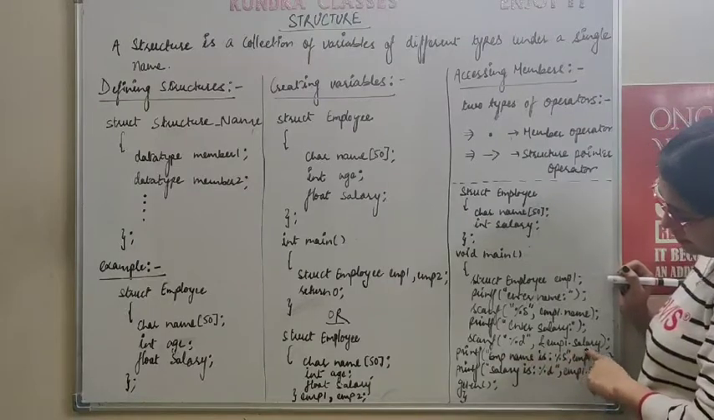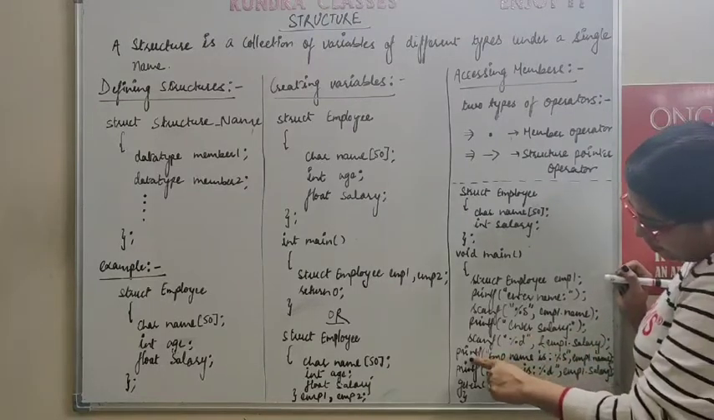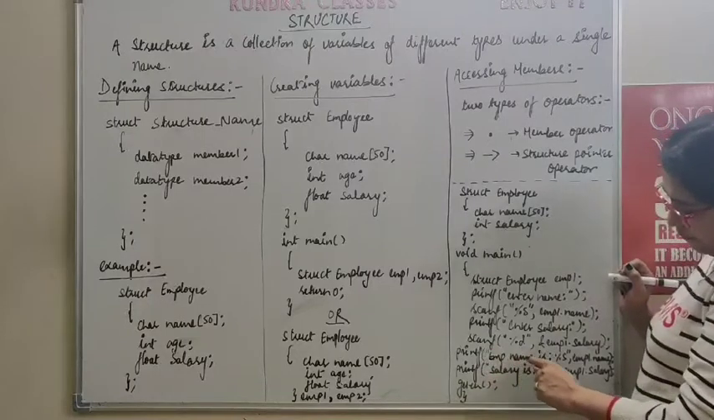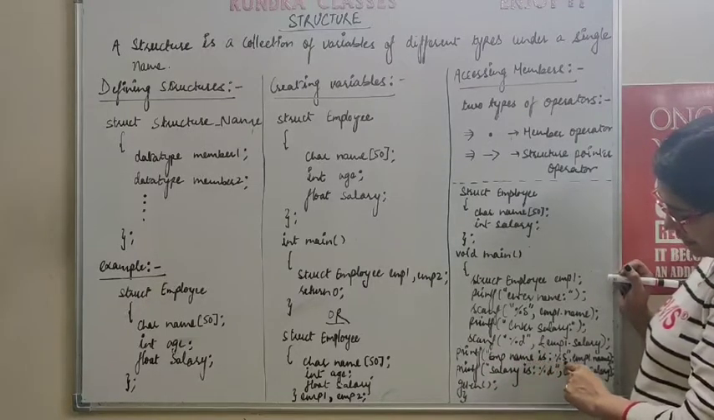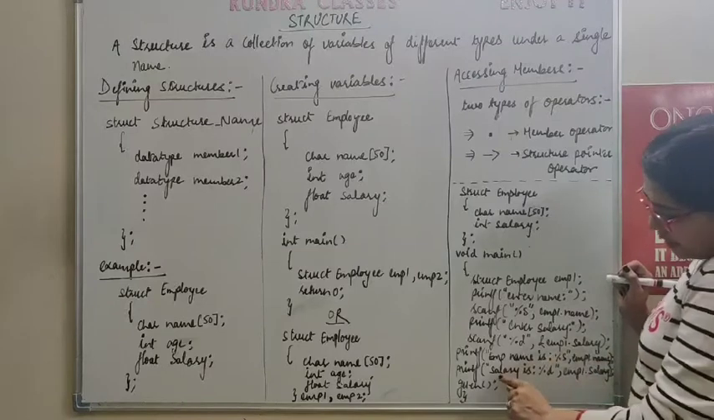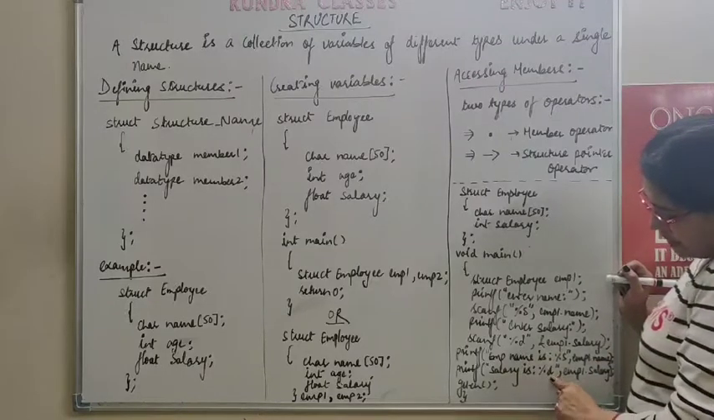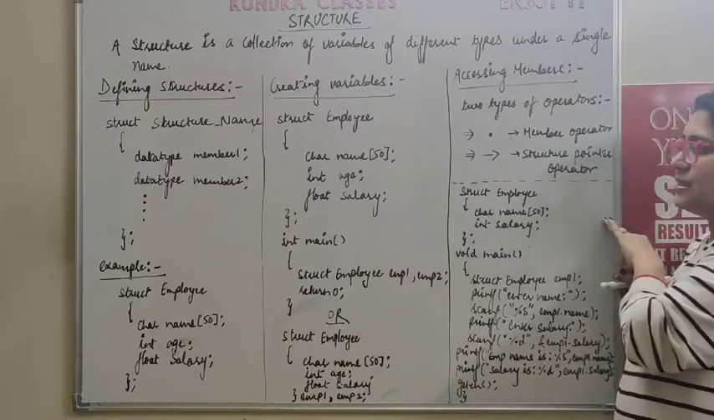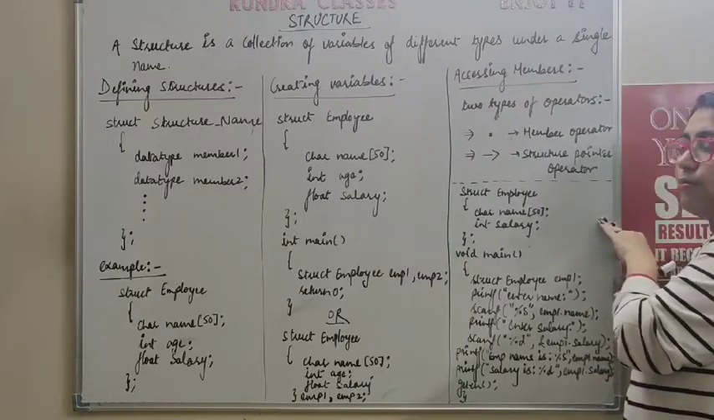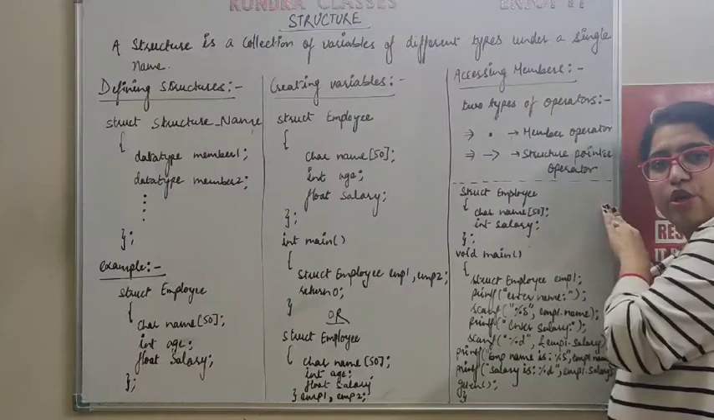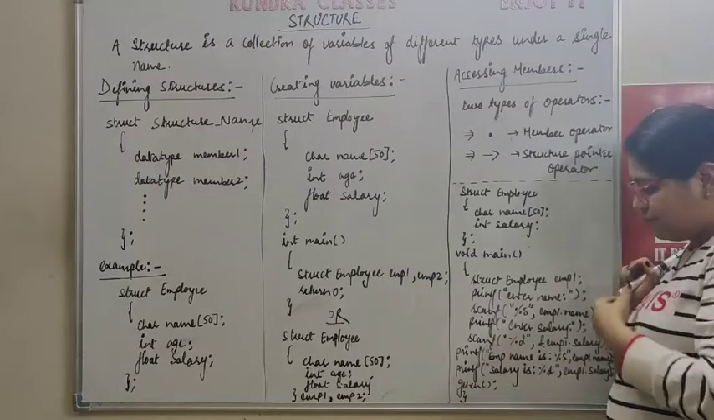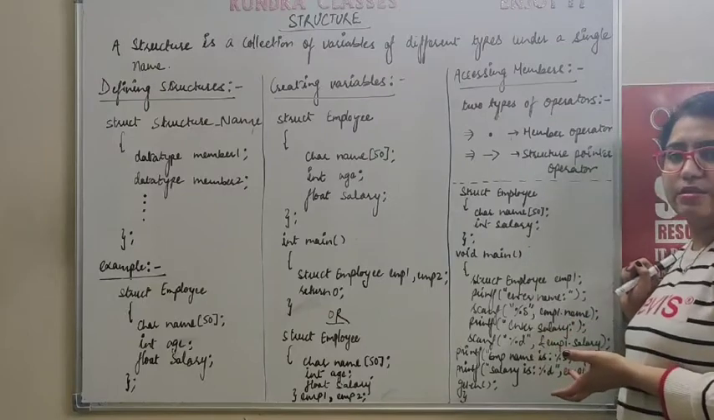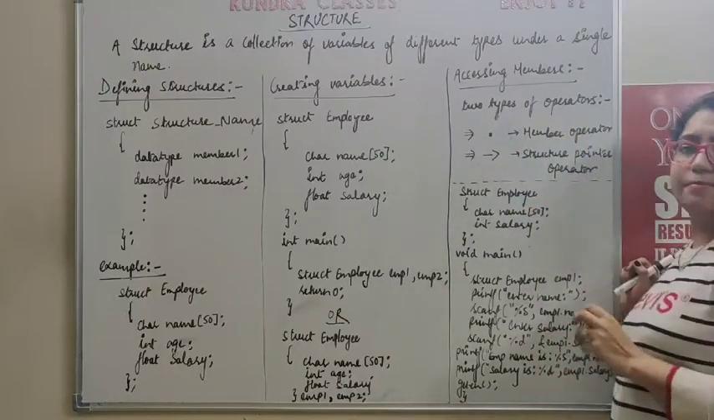After getting these two values, later on I printed both the values. "Employee name is %s", emp.name, and "salary is %d", emp.salary. This is how you can access the members of a structure, or variables of members of a structure, through variables. I'm using the dot operator.